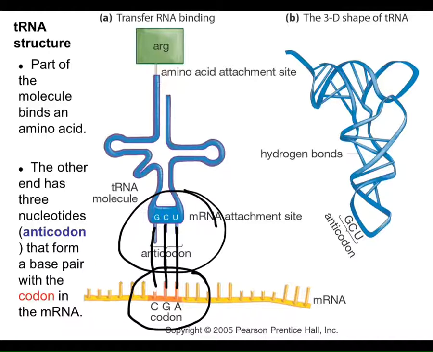So every time that the cell sees CGA, the ribosome, along with the tRNA, will bring in this particular amino acid, and I assure you that amino acid will be arginine. So again, every time the mRNA carries CGA, it'll match up with a complementary anticodon sequence on the tRNA, which will always bring in the correct amino acid. So that's where the decoding sequence actually occurs.